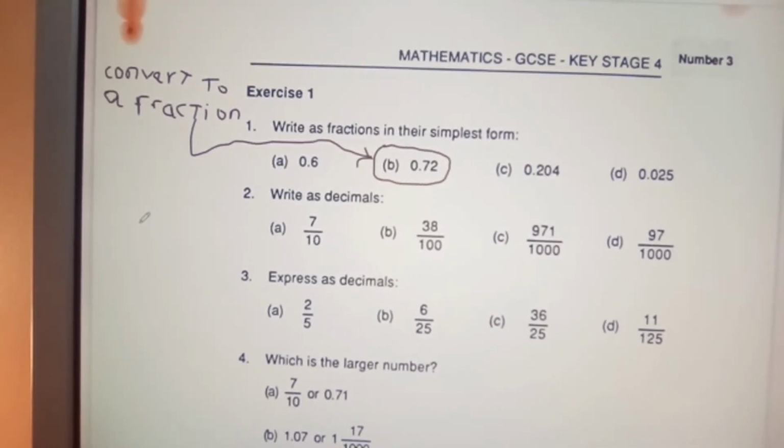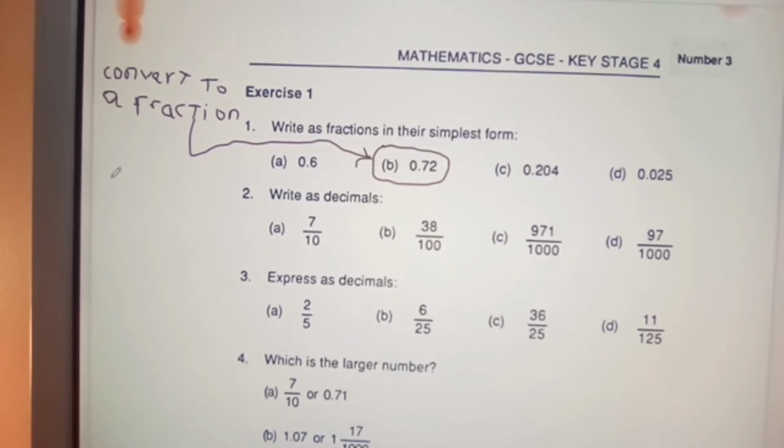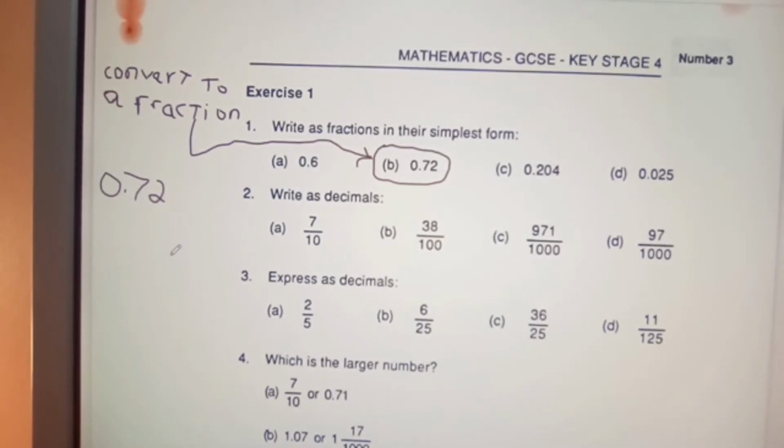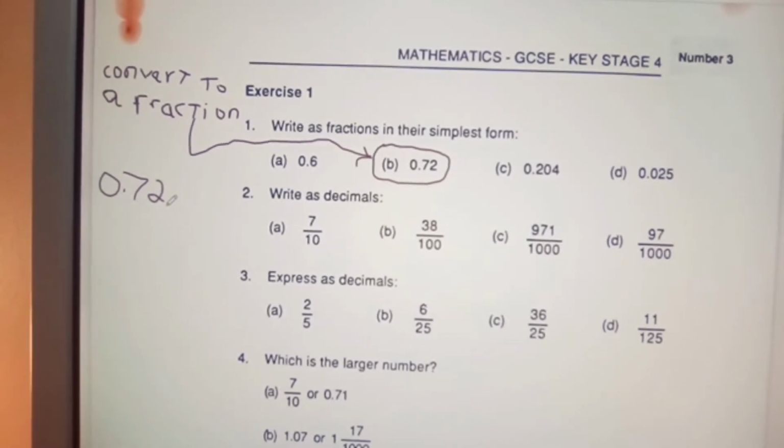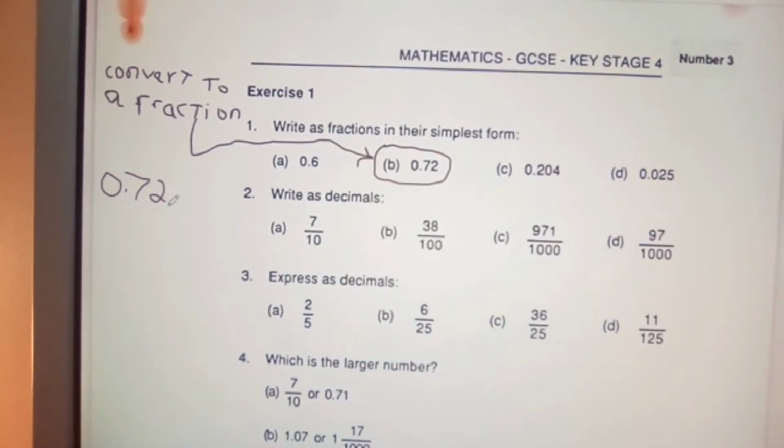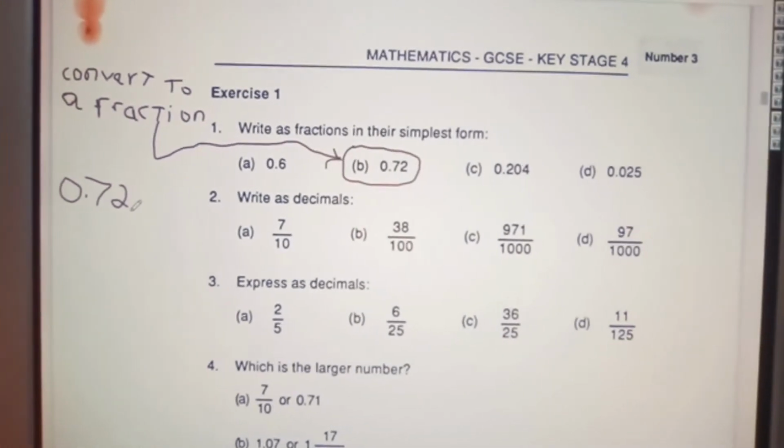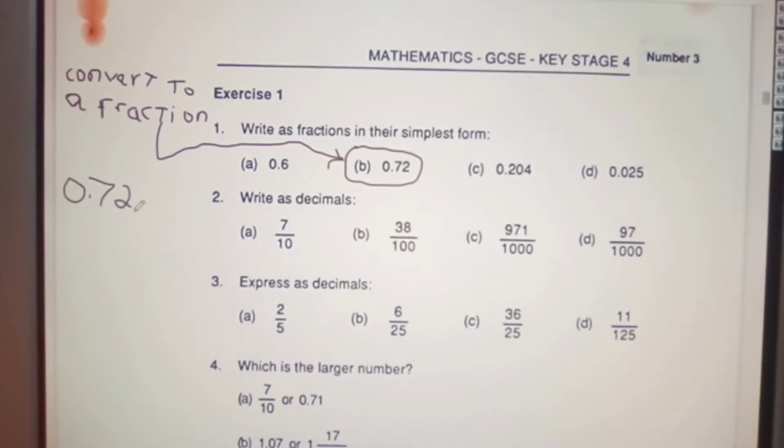First of all, let's put down 0.72. Now we need to convert to a fraction. And again, if you look back at sessions 1, 2, and 3, you'll see what we actually are doing.